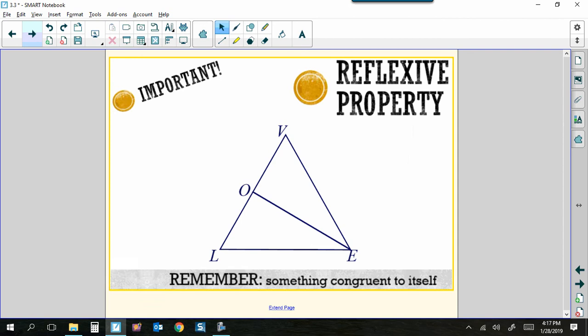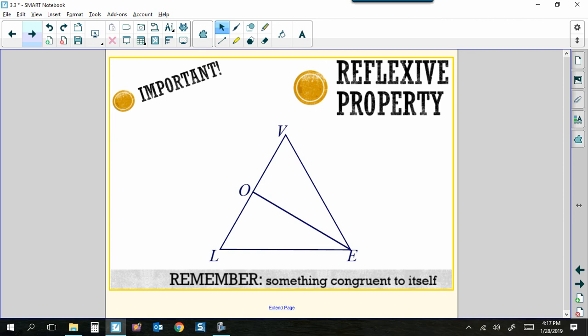So reflexive property first appeared in our chapter 1. It's going to show up a lot in this chapter. You're going to see it a ton because you're going to have triangles that are joined together. As you can see, triangle LVE has a segment inside of it, forming 2 triangles. So you have 2 triangles pushed together, sharing that side OE. This is reflexive property. This is how you are going to use it mostly in this class.